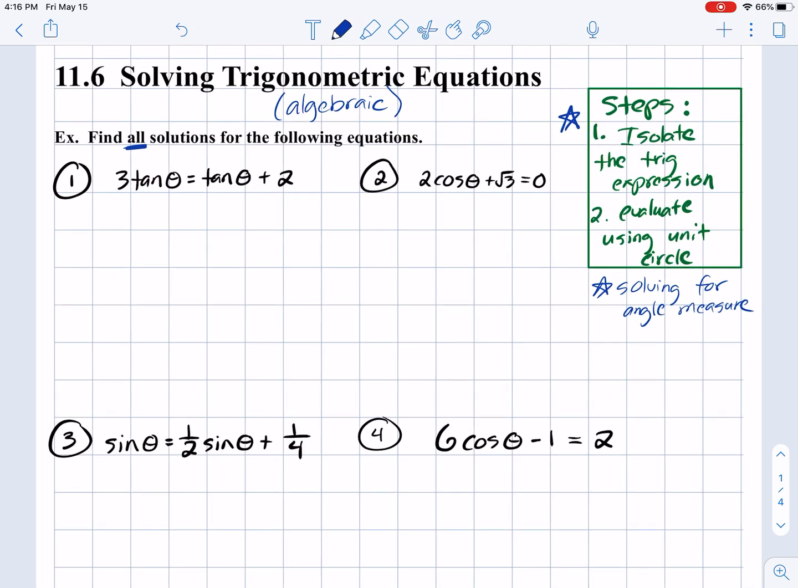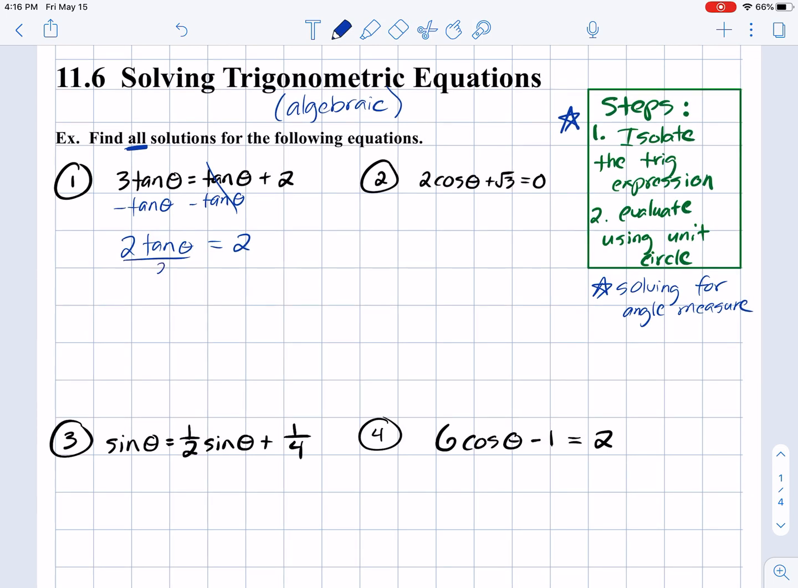On number 1, if we're following our steps, we want to isolate the trig expression. And you can treat it just like a variable. So we want to get our tangent trig expression on the same side. So when we subtract from both sides, we have 3 times the tangent of theta minus 1 times the tangent of theta. So we get 2 times the tangent of theta equals 2. Remember, you're just treating this tangent of theta like a variable. Divide by 2. We get tangent of theta equals 1.